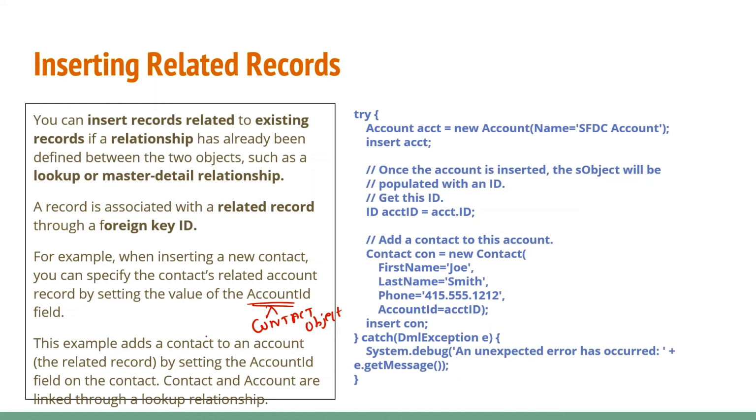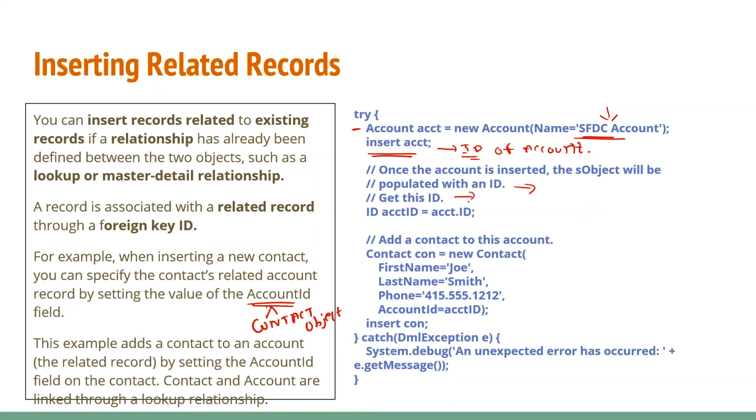This example adds a contact to an account by setting the account ID field on the contact. Contact and account are linked through a lookup relationship. So this is the try block. In the try, we have account equal to new account. We have created a new account. The name of the account is SFDC account. We are now inserting that. Then only we will get the ID of that particular account. If we do not insert that into the database, we will not get the ID.